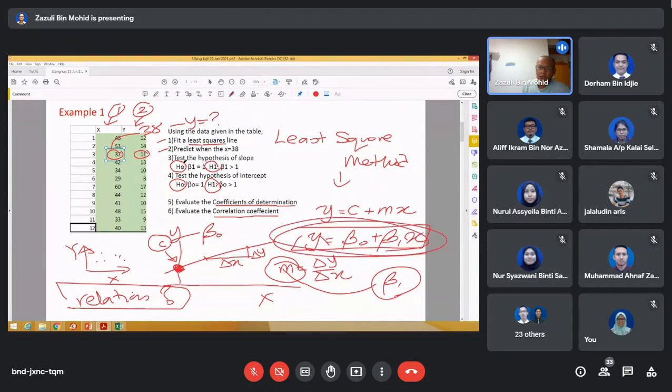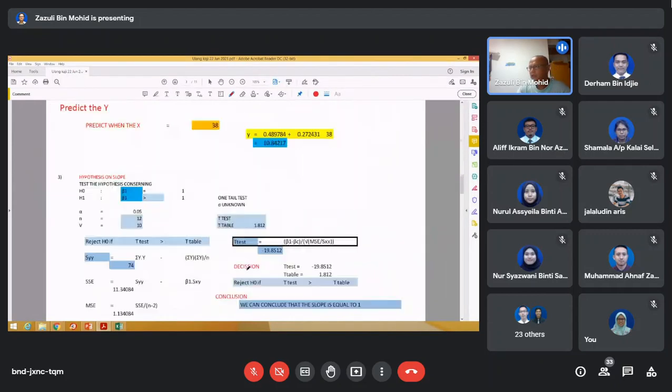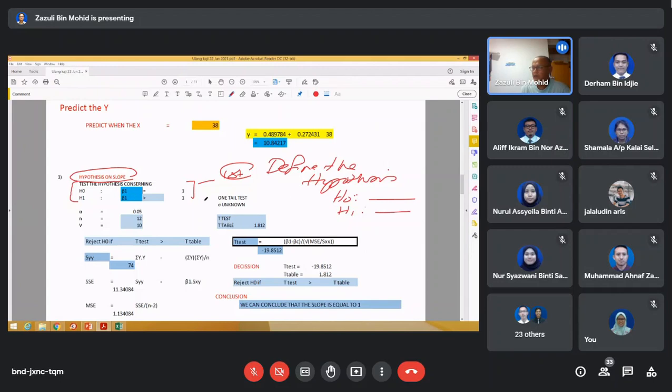Okay, and then you might be asked to test the hypothesis of slope. Then you have to calculate the hypothesis of slope. This is the method for how we calculate it. You have to write it in detail like this. Okay, first, this is the first step: define the hypothesis. What is H0? What is H1? You have to write it like this.